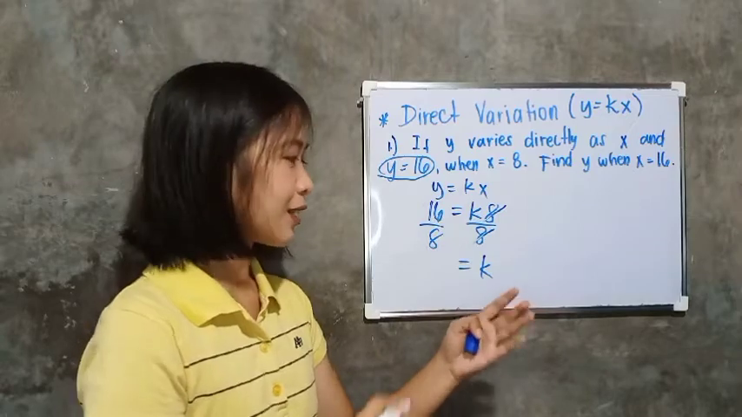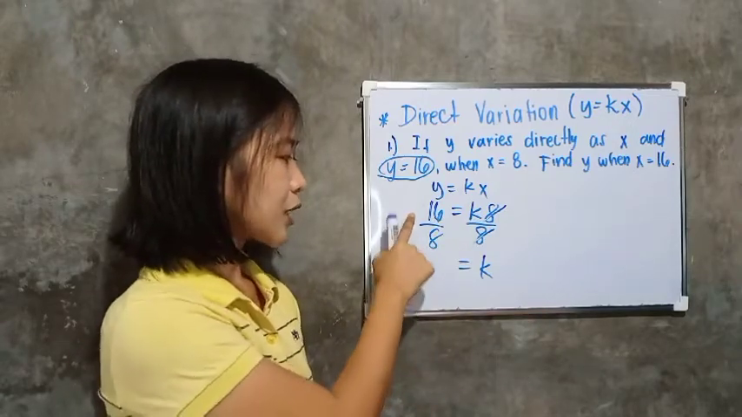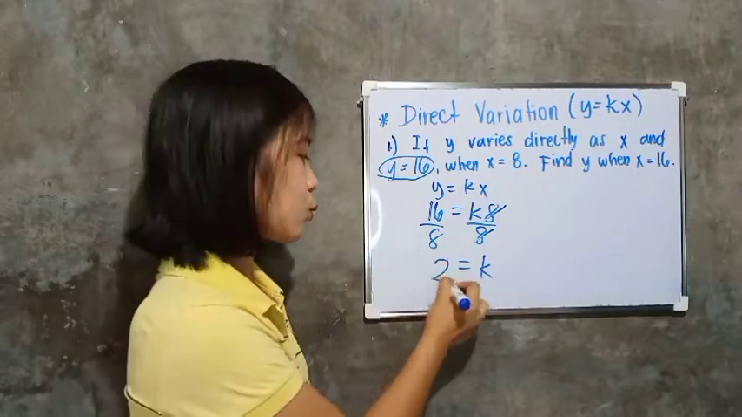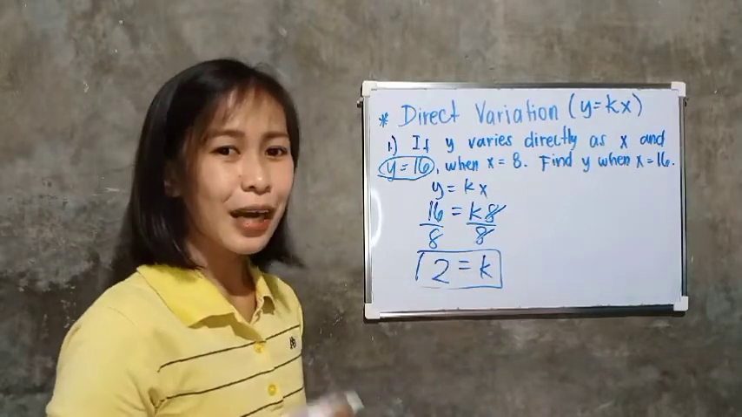And yun yung hahanapin natin. Then, right after that, i-divide mo lang yan. 16 divided by 8 is equal to 2. Ayan na, yung ating k.